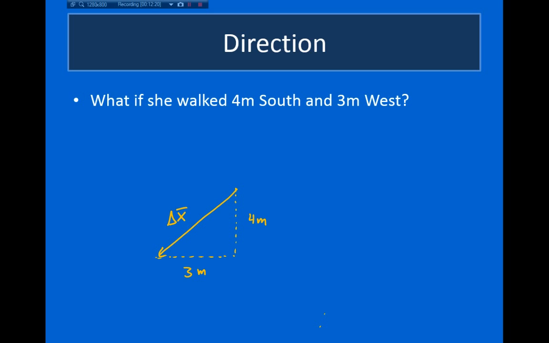So again, this angle right here is the same angle. There's still 4 and 3, so I still have the arctan of 3 over 4. So we know that theta is still going to equal 36.9 degrees. But now, if we think about this, this is north, this is east, this is west, this is south. So this angle here is west of south.